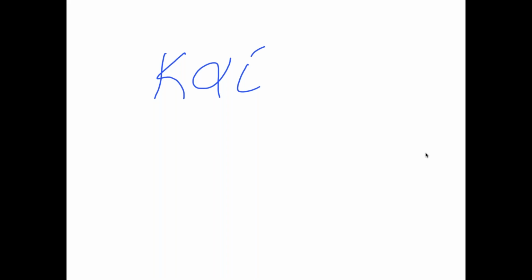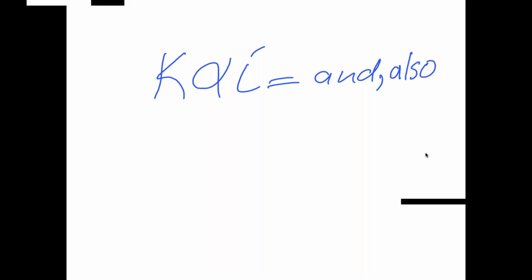We already talked about this one. What's this? And. And the word is kai. So kai is "and" or "also." And something I want you to know is sometimes it's the equivalent to a comma.